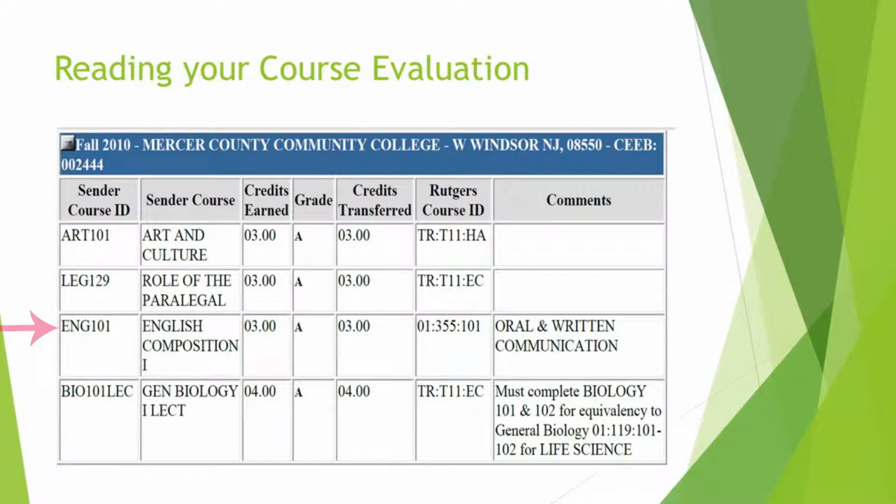The last thing I want to look at on this page is English 101, which transferred here with a Rutgers code. And you see 01-355-101. So that course was an exact equivalent to our expository writing course. If you have 01-355-101 on your evaluation, that means that you do not need to take a writing placement test, that you took a course that Rutgers considers equivalent to our expository writing, which is good news. And most of you probably have that code on your transcript.